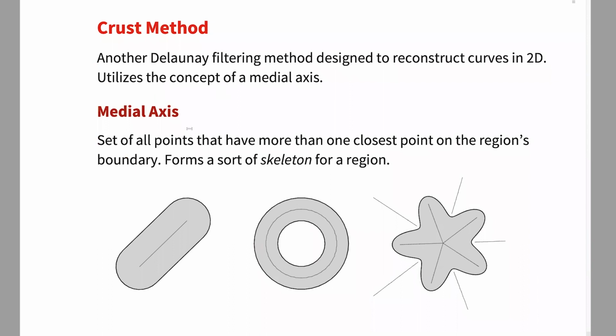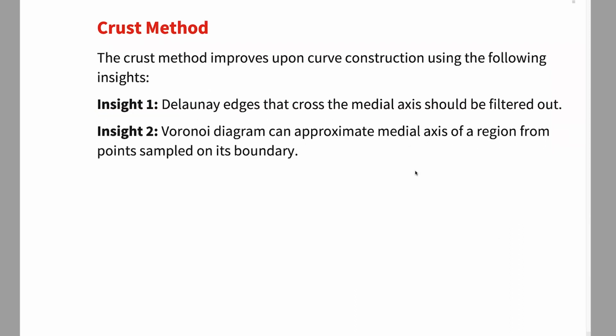I won't go into too much detail here, but the basic idea is the medial axis is like a skeleton for these shapes, where it contains all the points that have more than one closest point on the region's boundary. It's usually inside, but for some shapes, it can also be on the outside if they're concave, like we see with this star shape. The idea is that we don't want to include any edges that cross this medial axis skeleton. And then we can also approximate that skeleton using the Voronoi diagram. Does a pretty good job approximating it, even with some sample points.